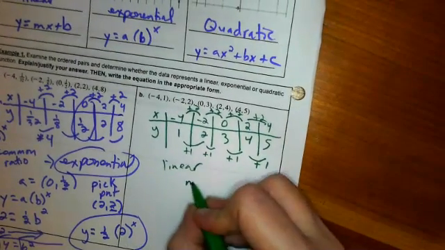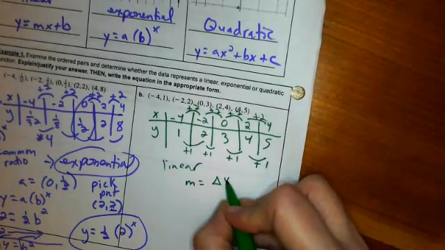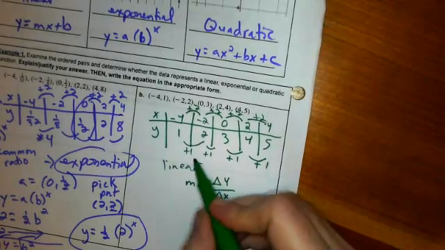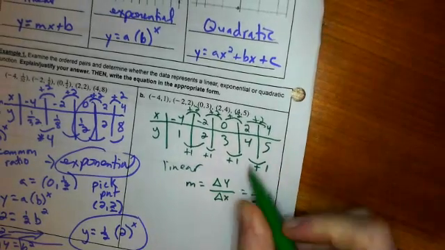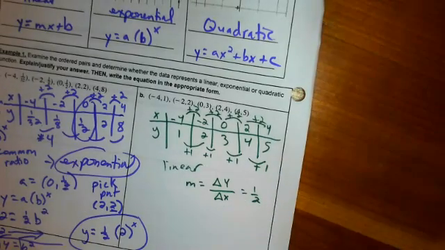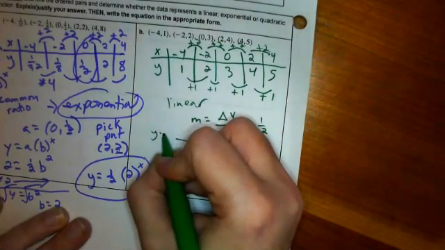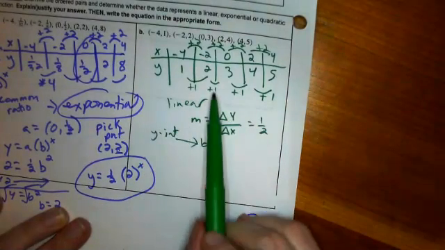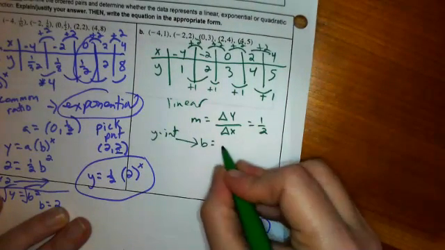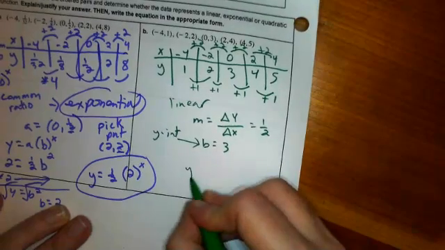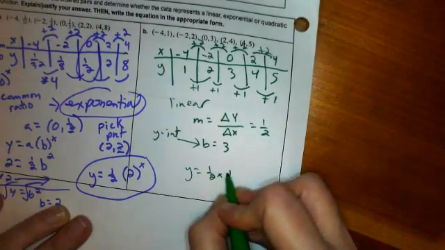Your slope is your change in y over your change in x. So my change in y was 1, and my change in x was 2. I already put it there for you. My b, which is my y-intercept, is going to be, look, 0, 3. So my b is going to be 3. So that's easy: y equals 1/2 x plus 3.